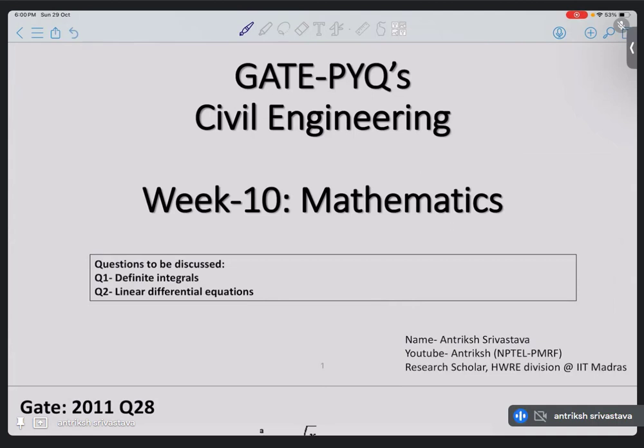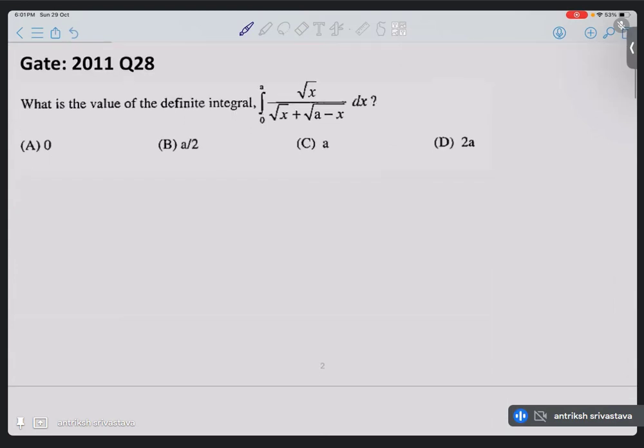So we'll look at that concept, and in linear differential equations we'll look at the first order linear differential equation and then general nth order linear differential equation, one question each, and we'll try to see what are the different possible questions that can be asked. Okay, let's start. So the first question, GATE 2011, question number 28.